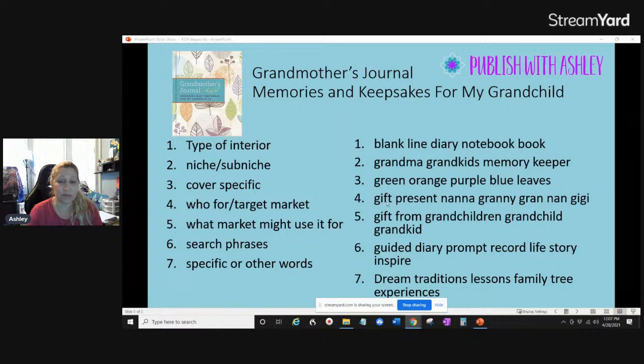And notice I didn't put gift for Nana, gift for Granny, gift for Gran. You don't have to have the small connector words like for, in, the. The Amazon algorithm totally ignores them. So there's no real reason to waste your keyword space.